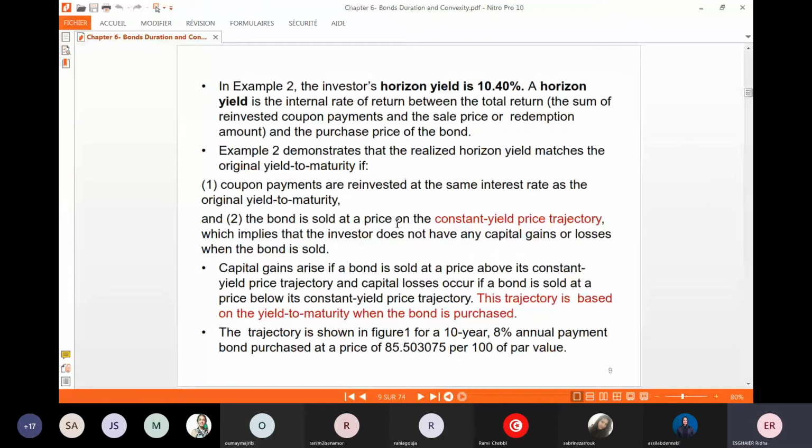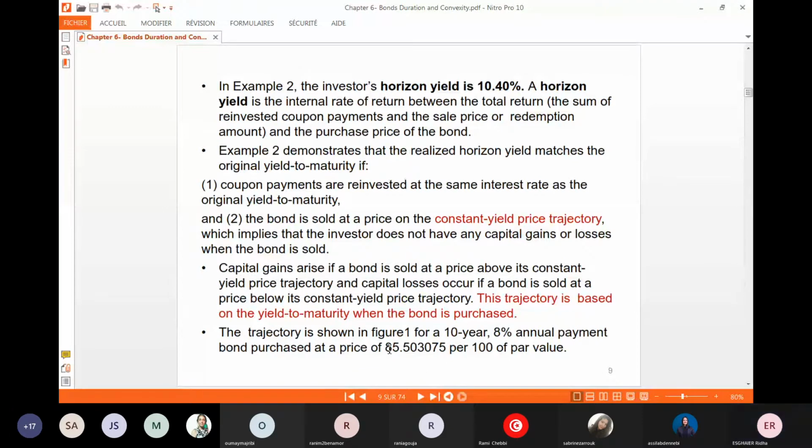شنو هي constant yield price trajectory؟ التراجكتوري هذه is based هي البرايسز different prices 1 year from now 2 years from now 3 years from now حتى للماتوريتي. التراجكتوري نتاع البرايسز هذه هي based on the yield to maturity when the bond is purchased. دونك نحسبوا البرايس of the bond for example ناخذوا الكيس نتاعنا البوند هذه اللي هي 10 year bond with 8% annual coupon payment purchased at a price of 85.5. هذه كيف حسبنا لها اليال تو ماتوريتي نتاعها اللي باش لقينا به البرايس هذايا نلقاها 10.4.